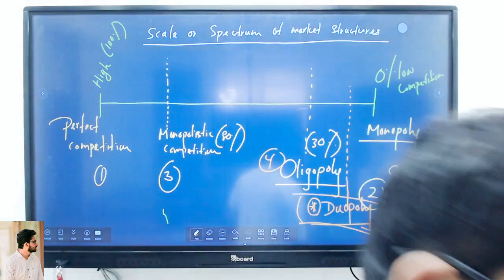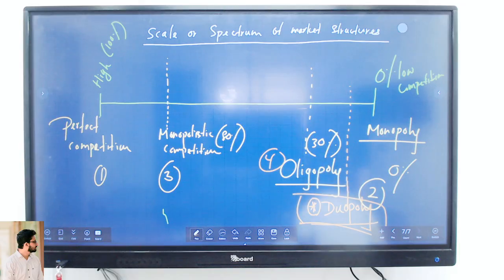Did you get what I said? This is the market classification. This chart is based on the level of competition. Any doubt? No, sir.